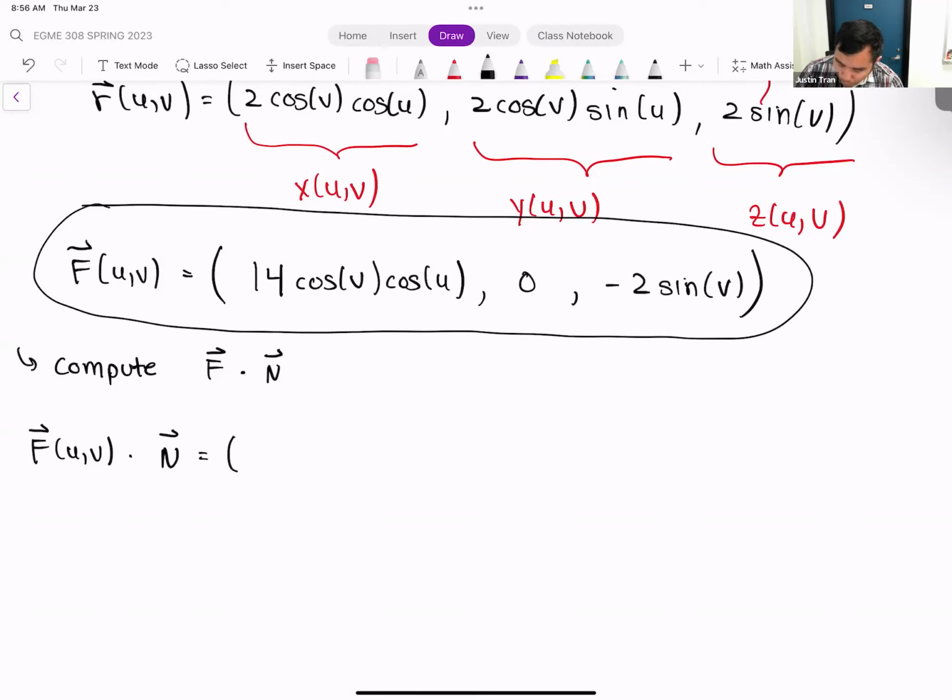We're going to multiply the first components, and so we have 14 sine of v, sine of u, multiplied by the first component of the normal vector. We have 4 cosine squared of v sine u. Okay.